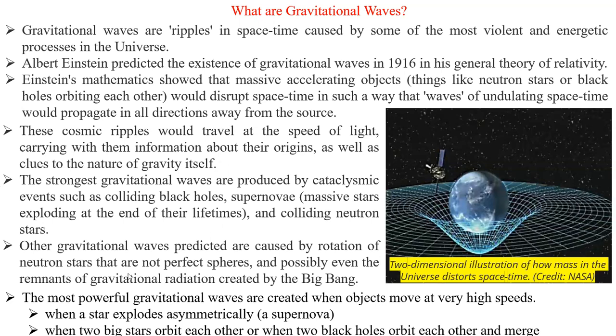We'll see that. The other gravitational waves which are predicted are caused by the rotation of neutron stars, even for angular rotations that are not perfect spheres, and possibly even the remnant of gravitational radiation created by the Big Bang. The most powerful gravitational waves are created when objects move at very high speeds, when stars explode asymmetrically like a supernova, or when two big stars orbit each other, or when two black holes orbit each other and merge. That is the generation.